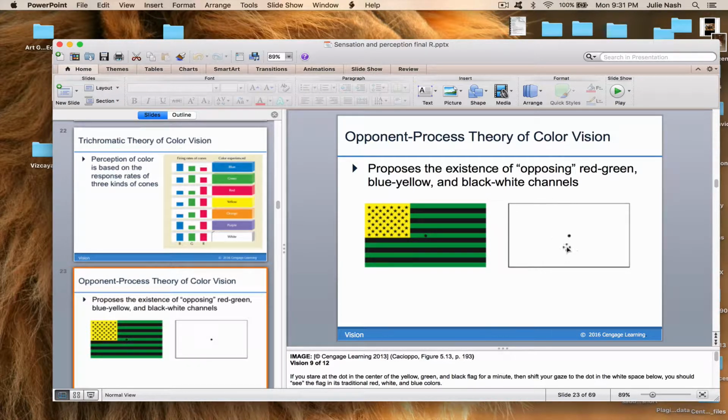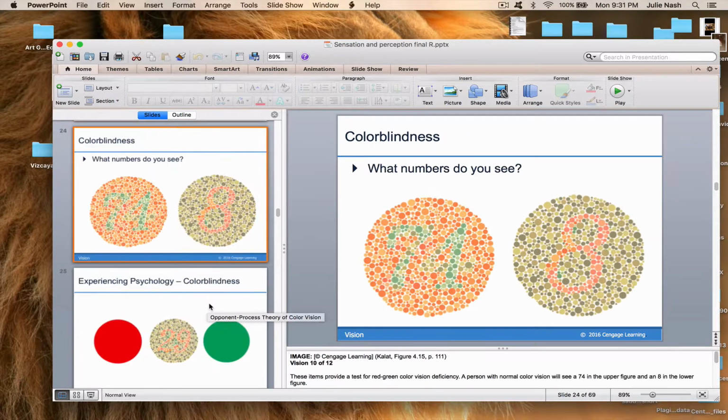So when you look at the white space, it flips to the other side, the opponent colors, because you've been staring at these colors so long you fatigued it. So when you looked over here, you saw the other colors. That's evidence that we actually have an opponent process going on. You can do the same thing here, and this is what happens with people who are colorblind.